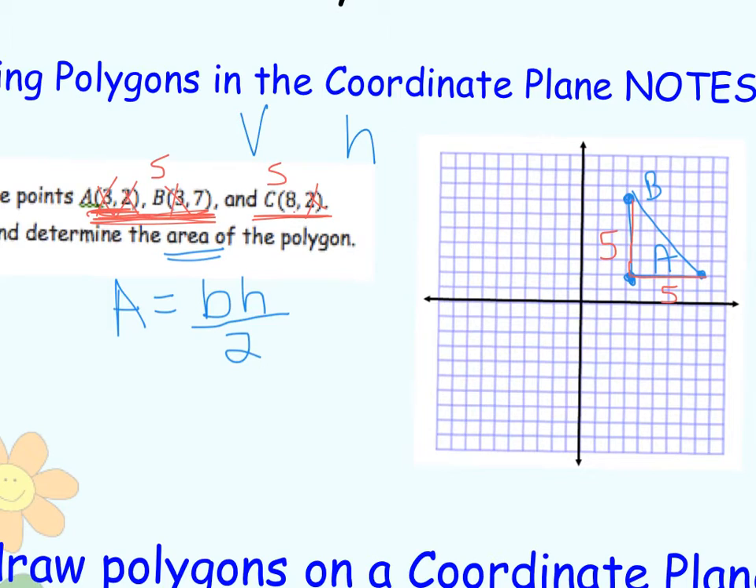Regardless, now we can use our formula, and yes, I want to see what formula you're using. Our base is 5, our height is 5, and we're going to divide it by 2. So 25 divided by 2 is 12.5. And remember, with area, it's units squared.